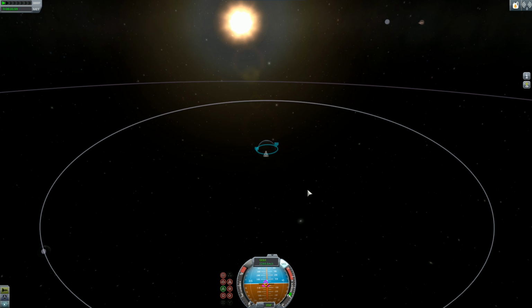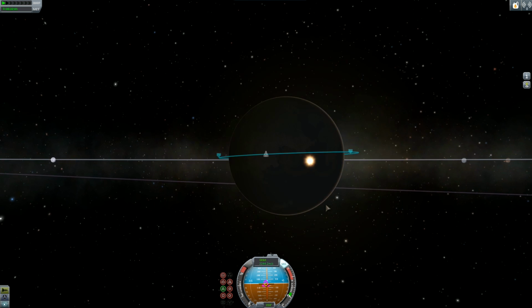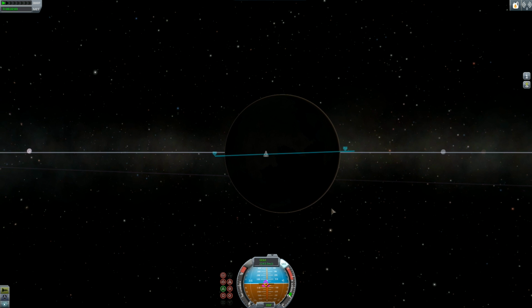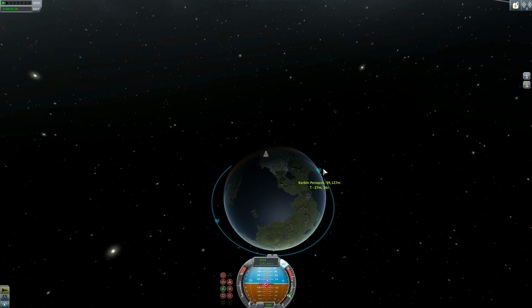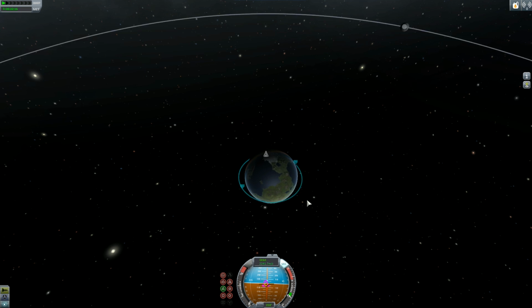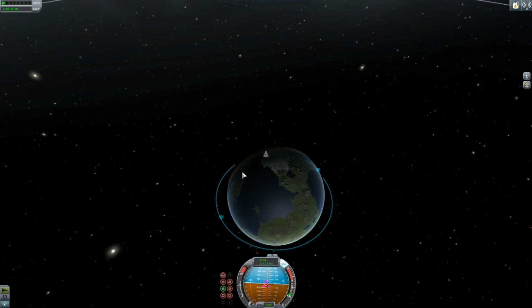Now, how do we fix this? Let's have a look. What is wrong with our orbit? Well, it appears the inclination is terrible. Who'd have thunk it? What else? Apoapse is 137, periapse is 99. What if we wanted 100 by 100? Or 200 by 200? Yeah, let's go for a 200 by 200. What if we want a 200 by 200 orbit?